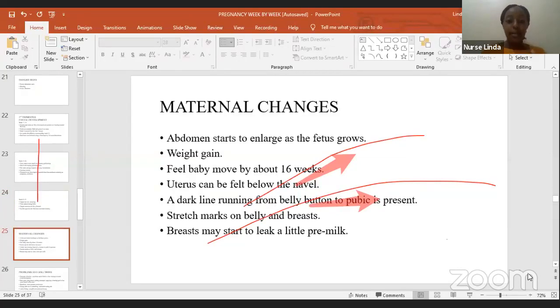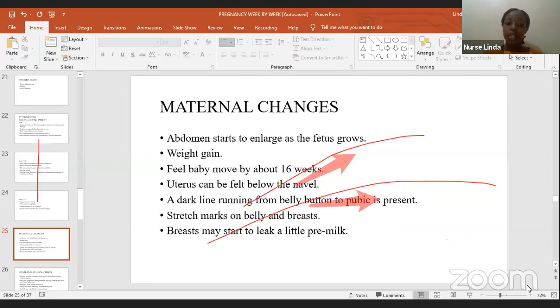Now let's look at the mother. We have the abdomen that's enlarging. As the fetus is growing, the abdomen of the woman also enlarges to be able to accommodate the growing fetus. The woman also gains weight. Remember, we have the products of conception, we have the fetus itself, it has its own weight. And so that adds up to the weight of the woman going up a bit.